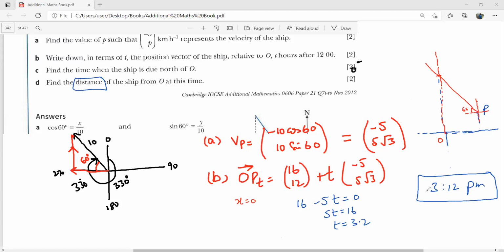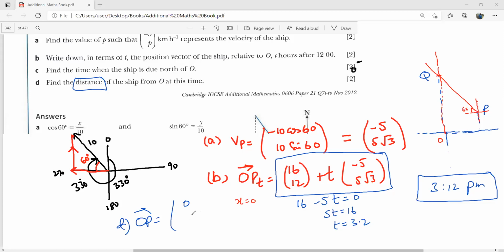And now it says, find the distance of the ship. No problem. You put this t into this equation here. So you will get to that position, and then you can find that distance here. Suppose this point is Q over here. We know that the x component is 0, and just put this t here. So this last part, d part, your OP would be, I can simply write 0 here. Please quickly multiply 5 under root 3 with 3.2. Hurry up. And add 12 into that. 12 plus 3.2 times 5 under root 3. Tell me, what do you get?